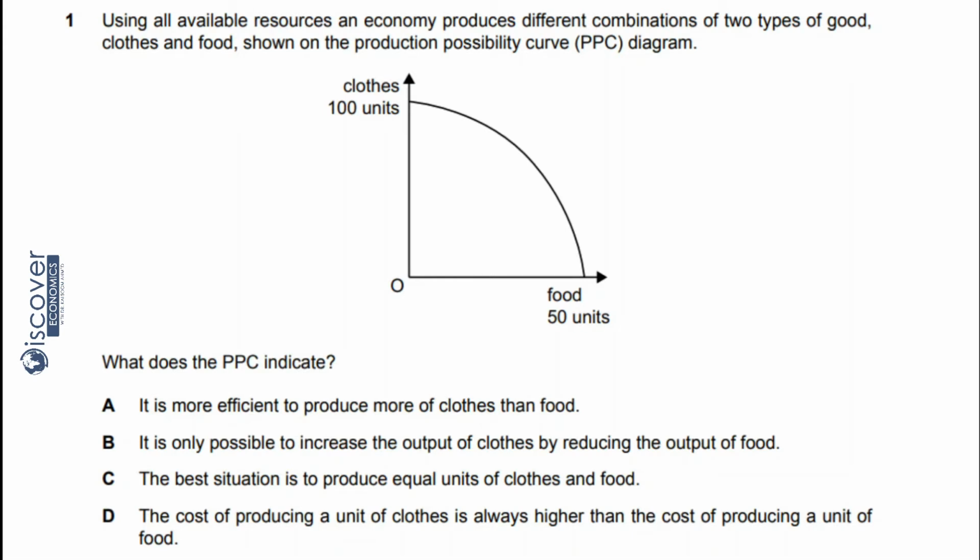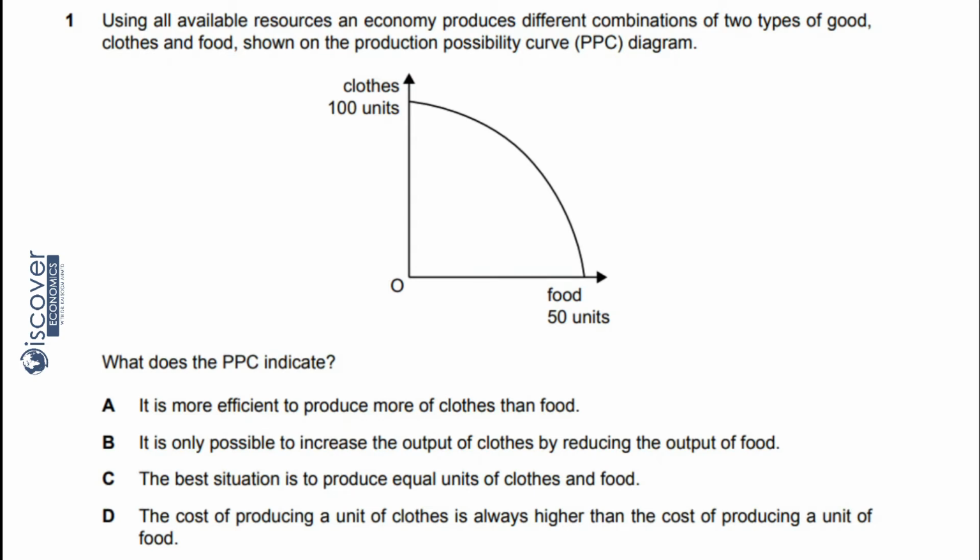It is more efficient to produce more of cloths than food. Yes, you can see over here that you are able to produce 100 units of cloths and 50 units of food. Now this might be the answer, but you are not confirmed that this is the answer. The second choice is it is only possible to increase the output of cloths by reducing the output of food. Means if you go back from food, you will be getting more of cloths. So this seems correct, because yes, we do face the problem of substitution from one point to another point.